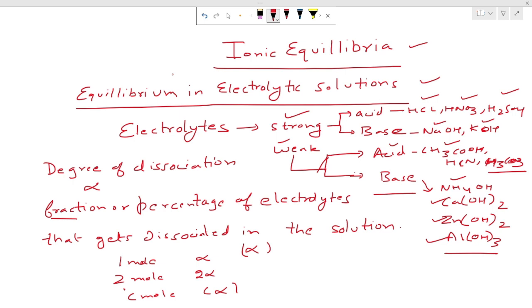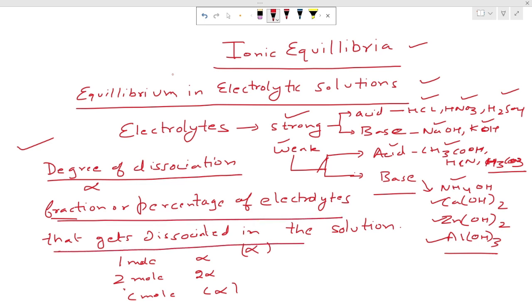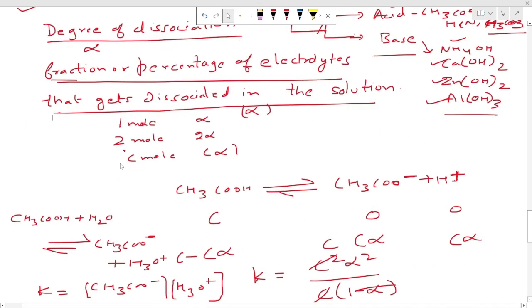Now there is a term which is known as degree of dissociation. The degree of dissociation means the fraction or percentage of electrolyte that gets dissociated in the solution. We know that weak electrolytes are dissociated to a very small extent, that is, a fraction or percentage of the compound gets dissociated into ions. So the degree of dissociation means what percentage or what fraction of the electrolyte gets dissociated in the solution, and that is denoted by alpha. Here it is alpha.